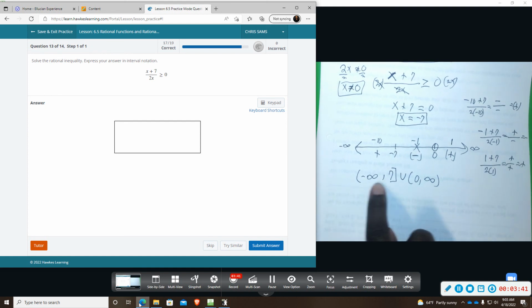Cannot put 0 in a bracket even though we have equality because it makes the denominator 0.